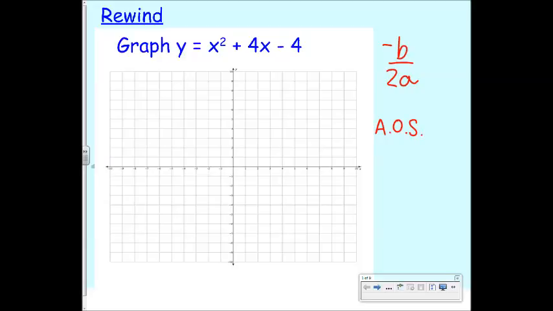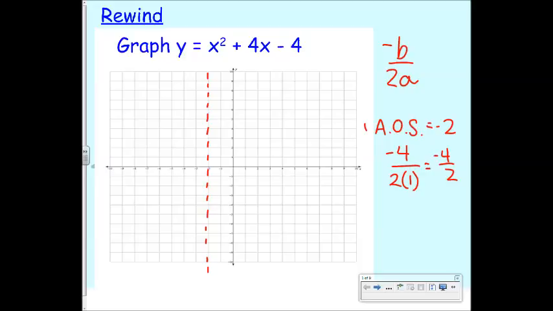And so the opposite of b here would be what? The opposite of b. And then what's a? So then it ends up being negative 4 over 2, which reduces to what? Good. So then immediately, which I saw nobody do, immediately draw your axis of symmetry. Okay, so that's step 1.